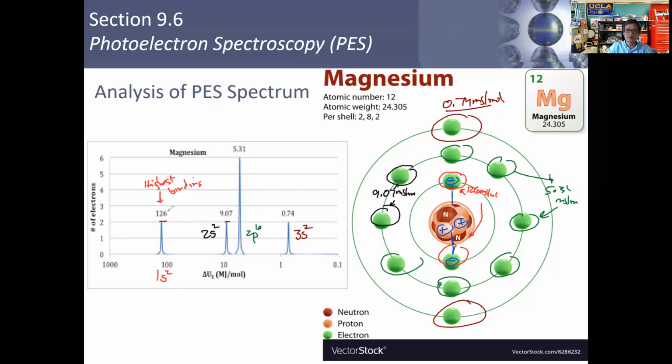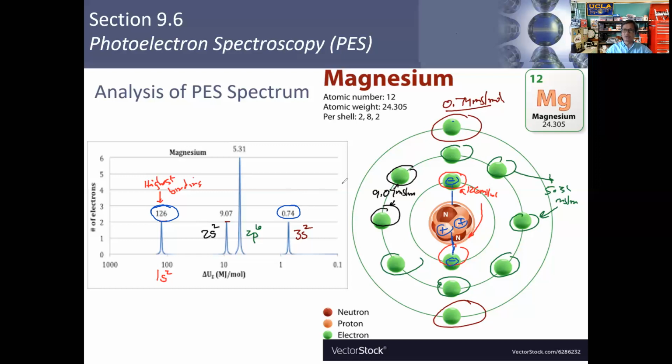And so we saw the peak here that represents 126 megajoules. Those electrons will be located right here, closest to the nucleus. So the further downstream the peak is, the further away the electrons are. We saw that this particular peak represents the two electrons out here for the magnesium atom, so you want to make sure you keep that in mind.